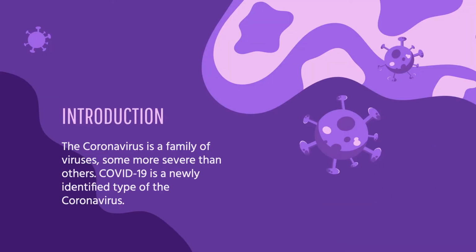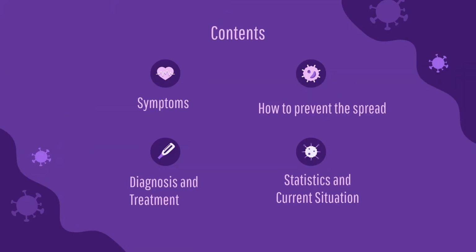The coronavirus is a family of viruses, and COVID-19 is a newly identified type of coronavirus. So this is going to be the contents of what we're going to be discussing today in this video. First, we're going to be discussing the symptoms, and then how to prevent the spread, then the diagnosis and treatment, and then statistics and the current situation.